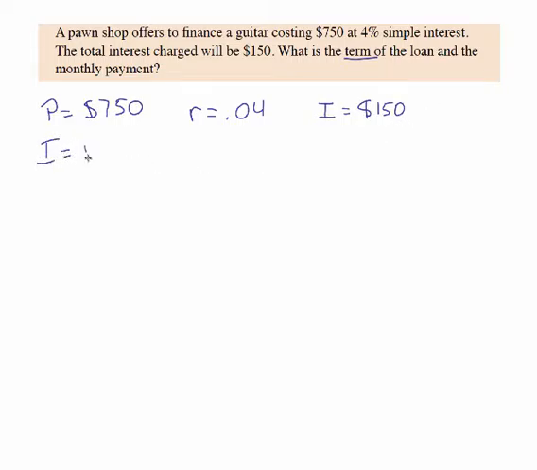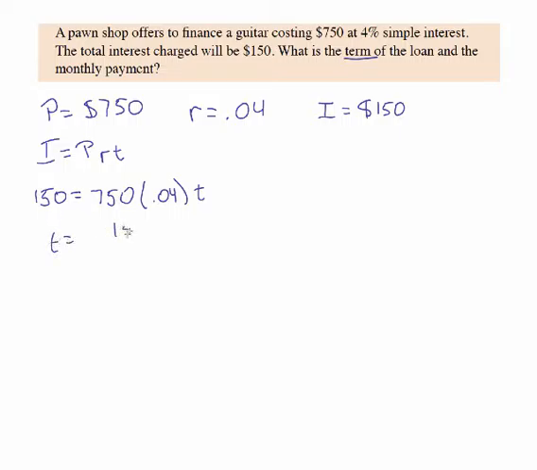Well, of course, our interest formula is I equals P times R times T, and we're given three pieces of information here. We are told that I is 150. We're told that P is 750. We are told that R is 0.04, and we don't know T. Now our job is to solve for T, which we will do by dividing both sides of this equation by 750 times 0.04.